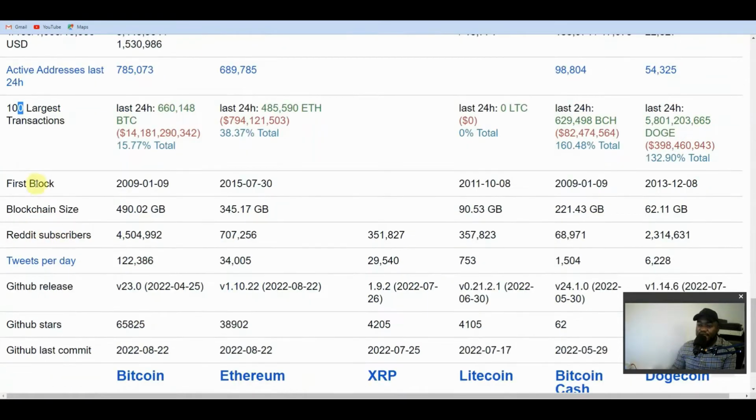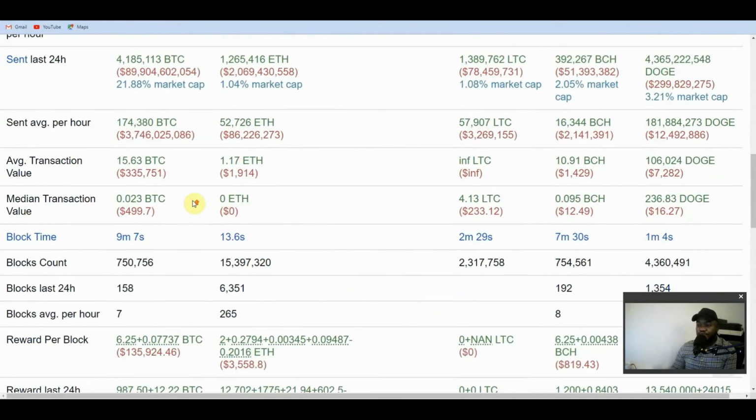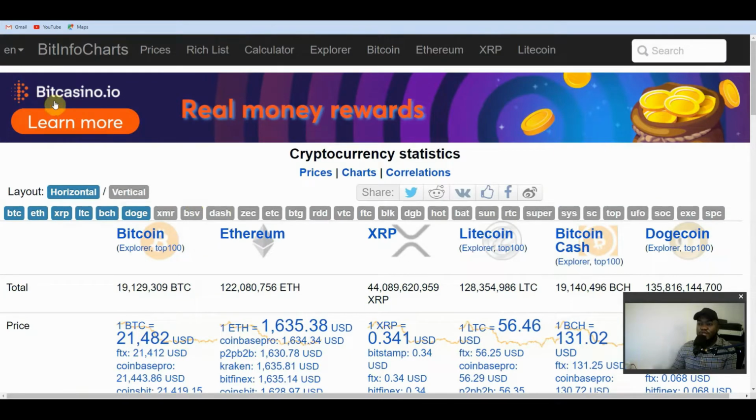You can see the first block that was generated on Bitcoin was formed in 2009, I think January 2009, January 9th, right? So that was the first block. Then the blockchain size is 492.2 GB.